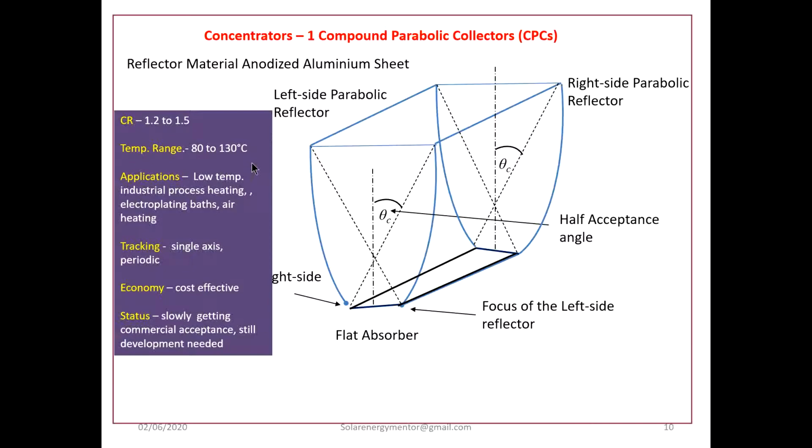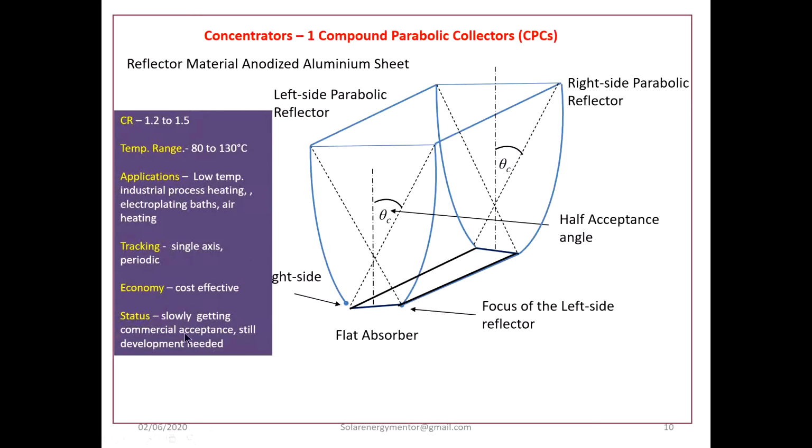Tracking: single axis and periodic tracking. So it is oriented east to west, and this is north south, and the sun moves from east to west here, and periodically the collector is tracked like this. As the sun moves, the collector is tracked periodically. Continuous tracking is not advised for this type of collector.